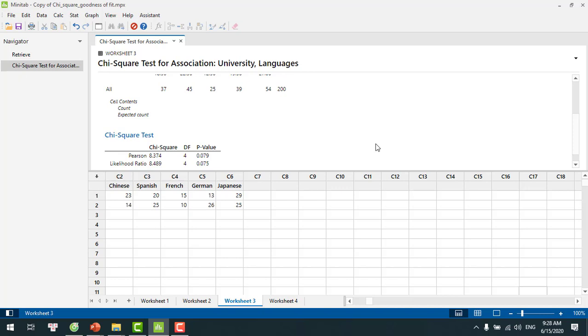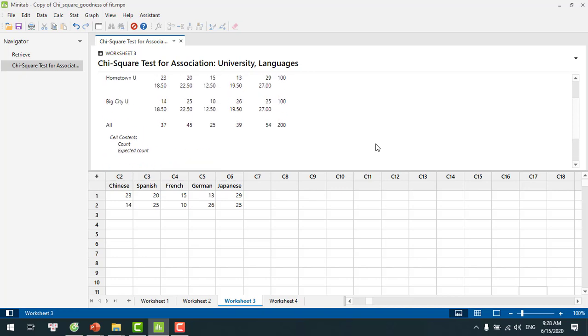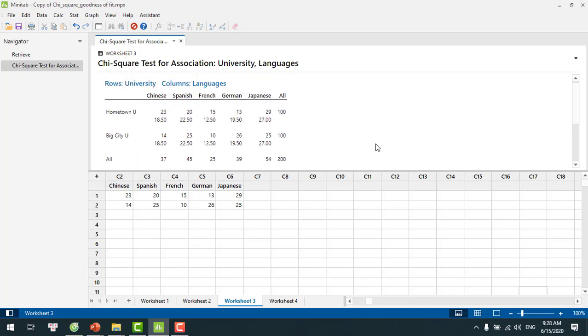0.079 is higher than 0.05. P is high, then null can fly. So that means that the two variables here, the university and the language variable, are going to be independent of each other. They're independent of each other. So that means there's no relation between what happens at one university and what happens at the other university.